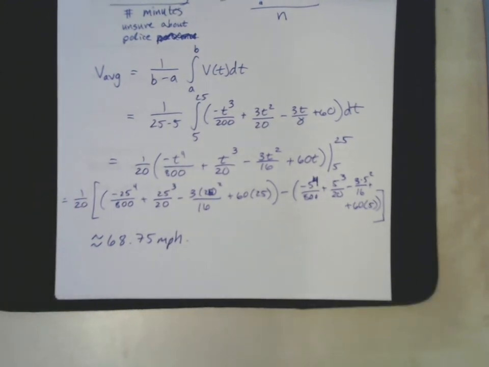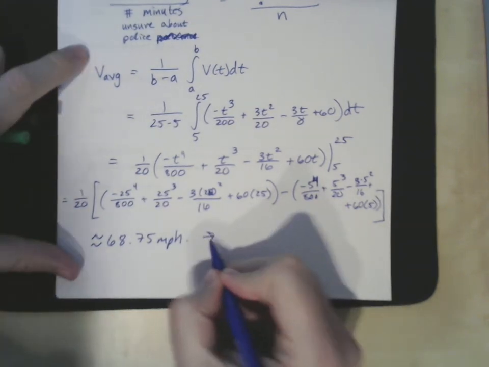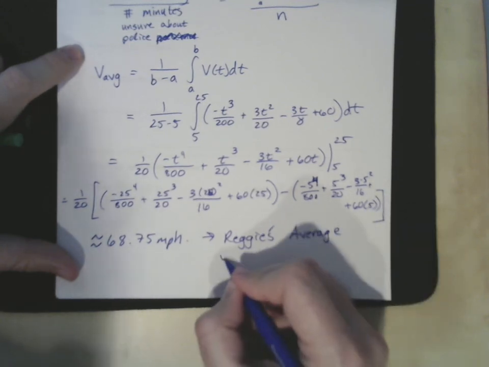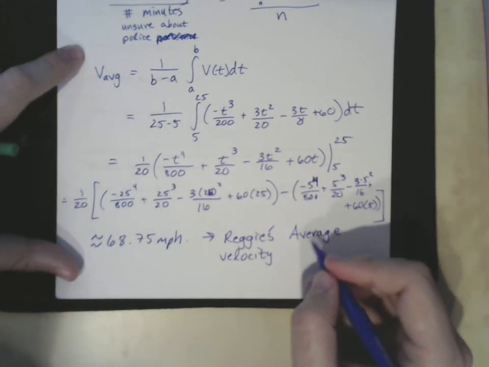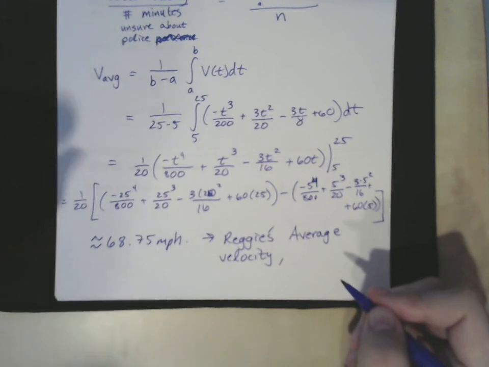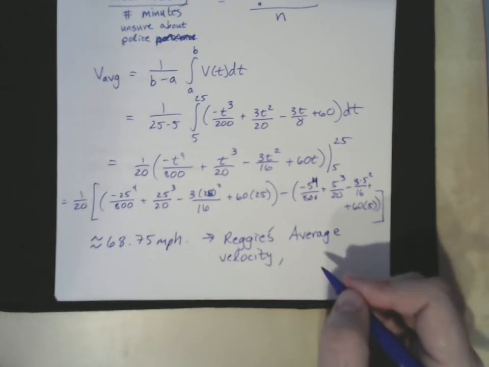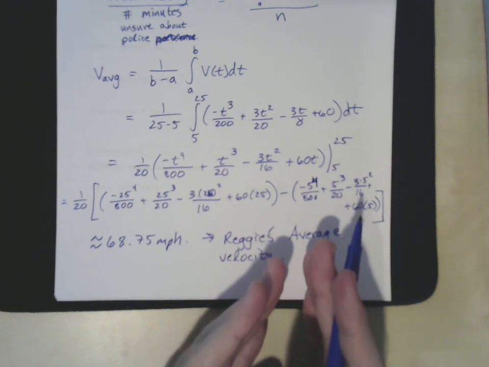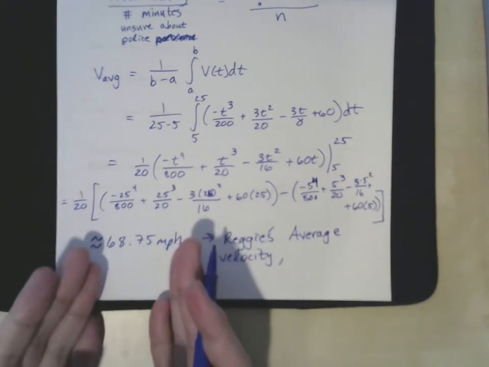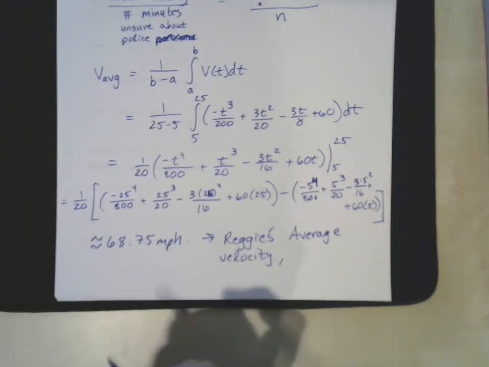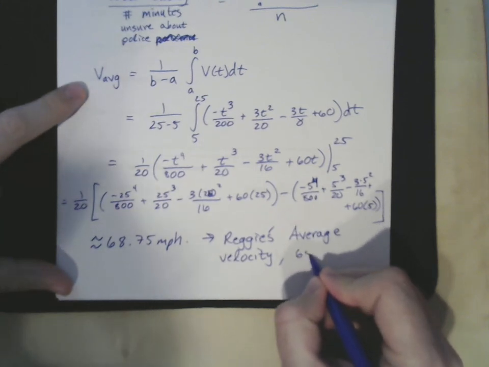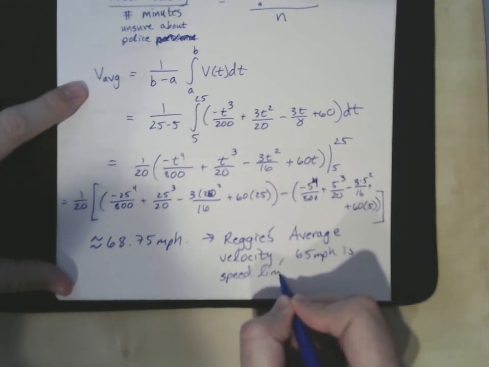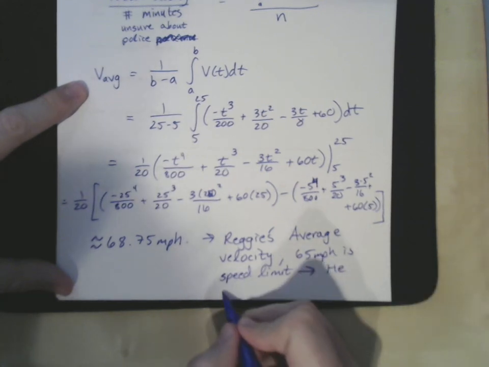So now we have to interpret this. This is an average, so this is his average speed, or average velocity. If that's his average velocity, we can guarantee, because it's an average, there had to be some points that were less than this and some points that were bigger than this, because that's the only way we get our average, unless he was exactly 68.75 the entire time. Either case, the speed limit on the freeway is 65. So we can be sure that he was speeding, at least for a little while.